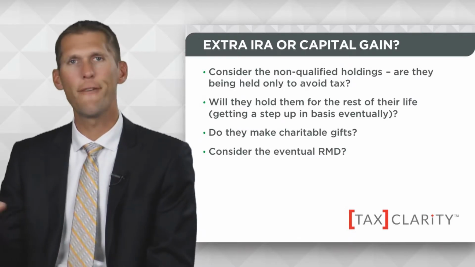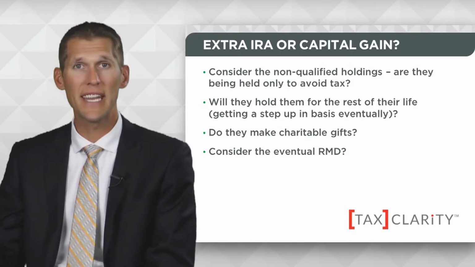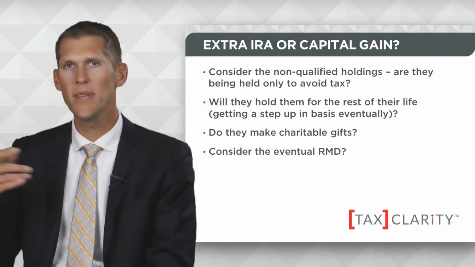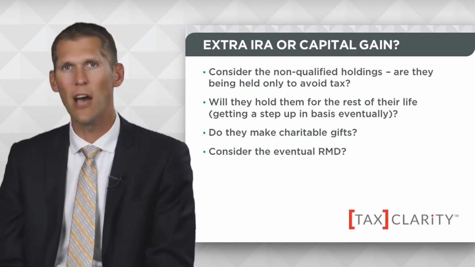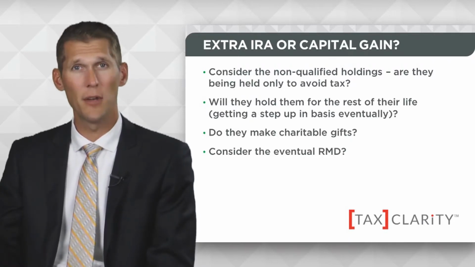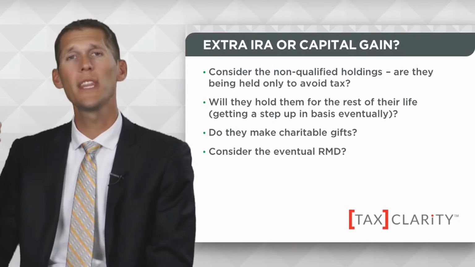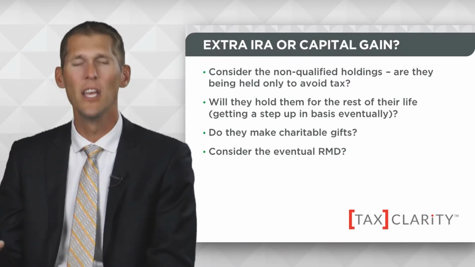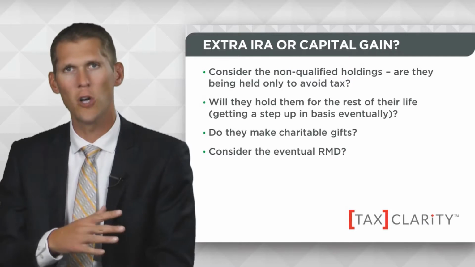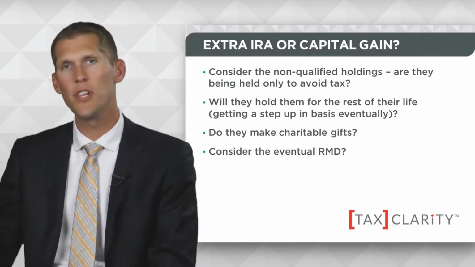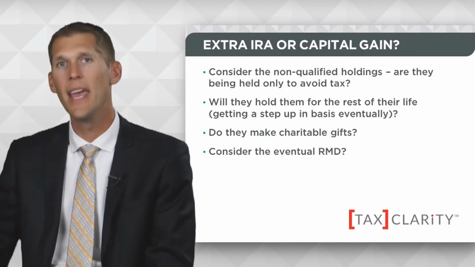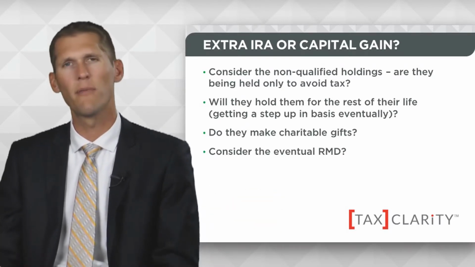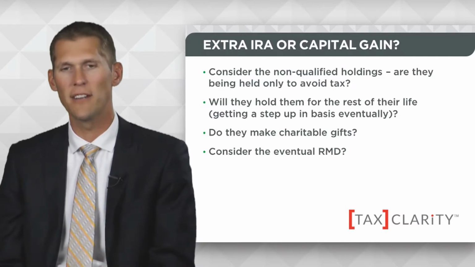And then finally, we want to consider the eventual required minimum distribution. If the client has saved far more in their IRAs than they'll ever need to support their lifestyle, what we have to realize is when those RMDs start being forced out of the account, they're going to be paying tax on those. And oftentimes, it's going to push them up into a tax bracket that's much higher than they would otherwise be in. So if we can accelerate some of the withdrawals out of the IRA, that'll reduce the RMD later on, and as a result, it'll levelize their tax bracket over their lifetime, keep them from jumping later into a much higher tax bracket.